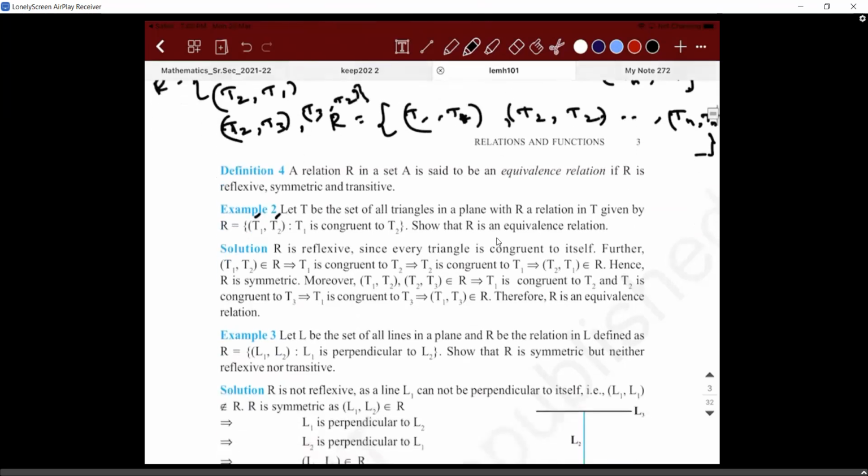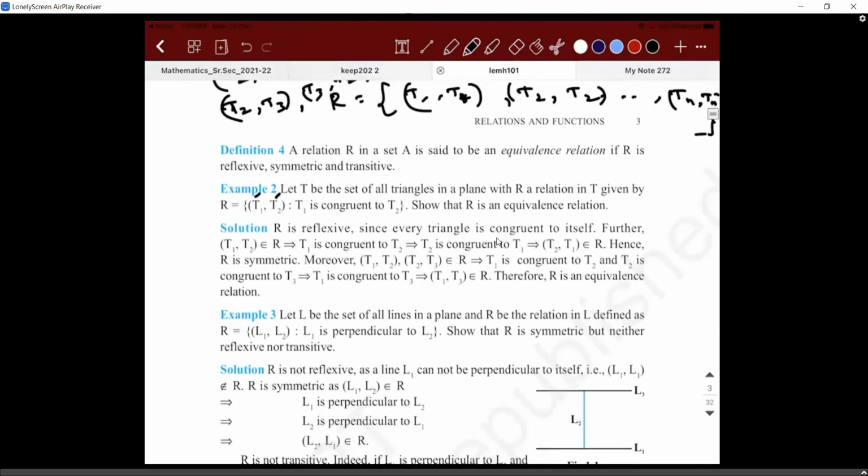So how did they give the explanation? Further, T1, T2 belongs to R. You have already written this. This implies that T1 is congruent to T2, which also implies the vice versa. That is, T2 is congruent to T1, which implies that T2, T1 also belongs to the same relation R.